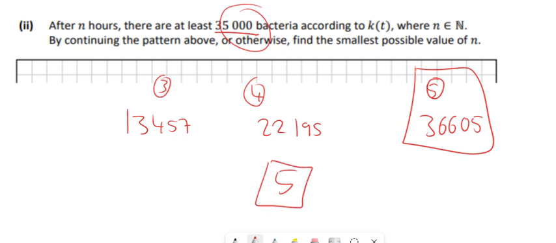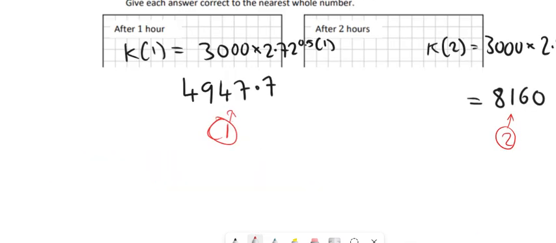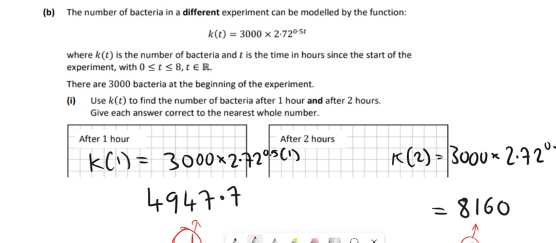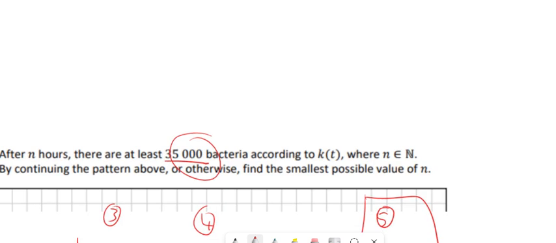So the smallest value of n would be 5. So that's when I'm putting it in instead of the T in that thing there, like I did in the last part. And then that's all we have to do for that question.